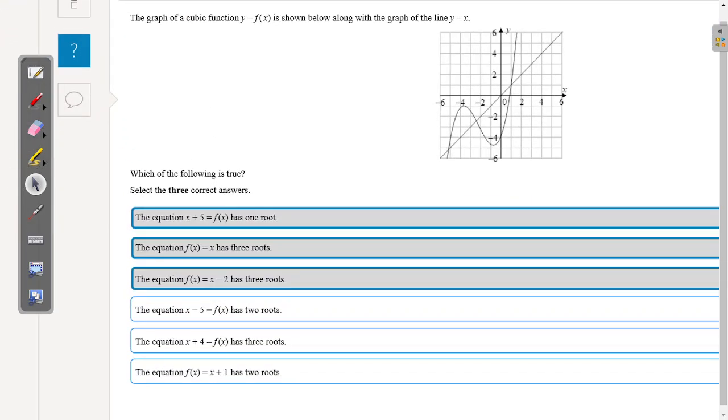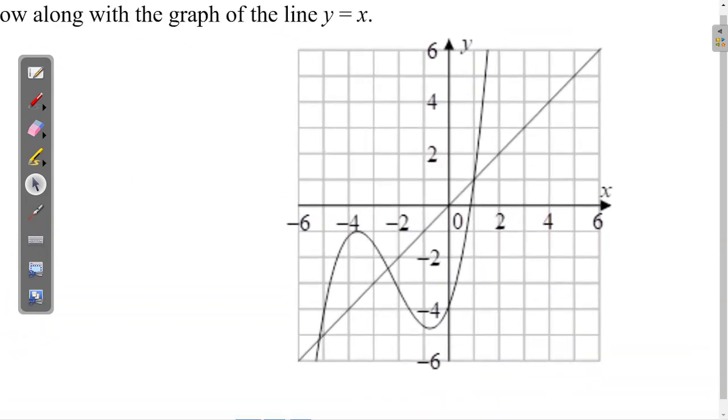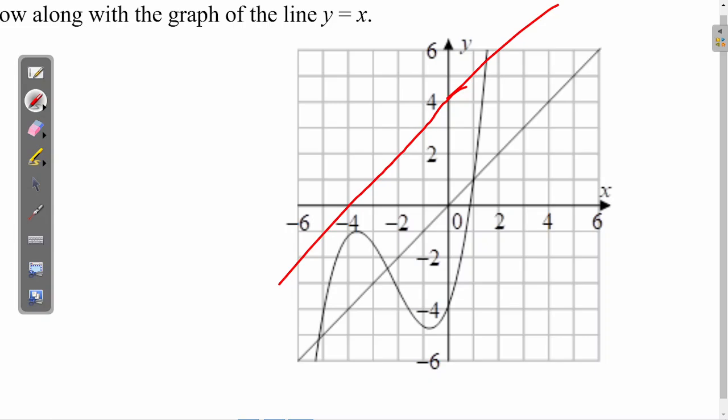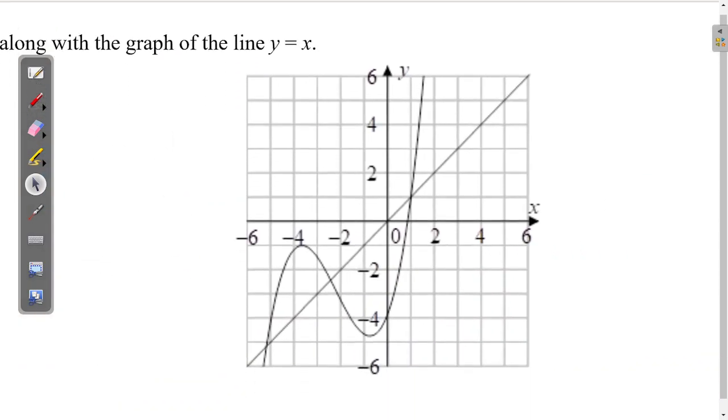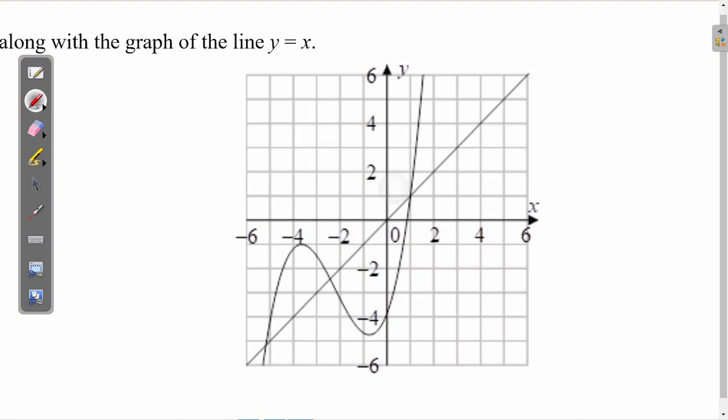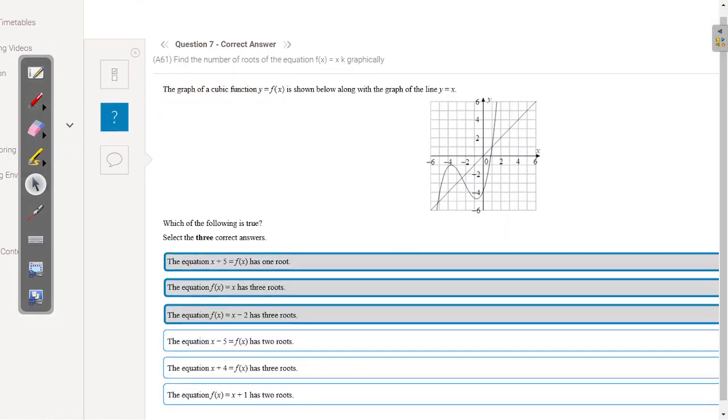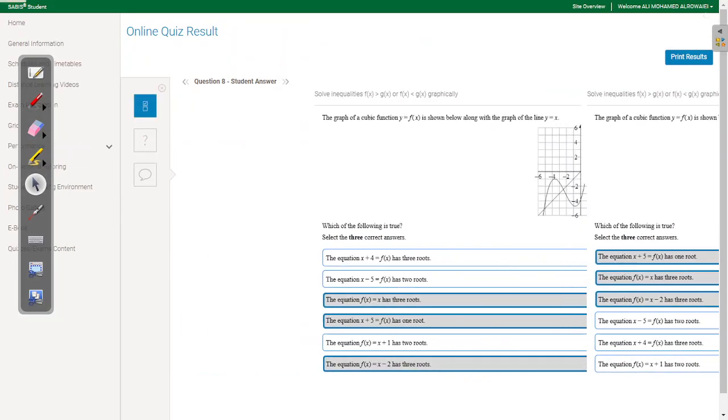X plus 4 has 3 roots. So you start at 4. So there is only 1 root. So wrong. It doesn't have 3. X plus 1 has 2 roots. Let's check. X plus 1, it's this one. It has 1, 2, 3. So wrong. I mean 3 here.